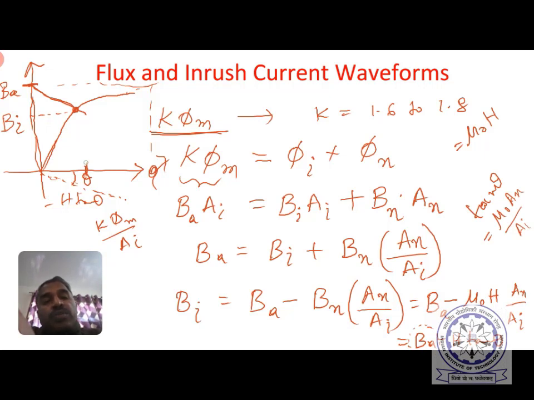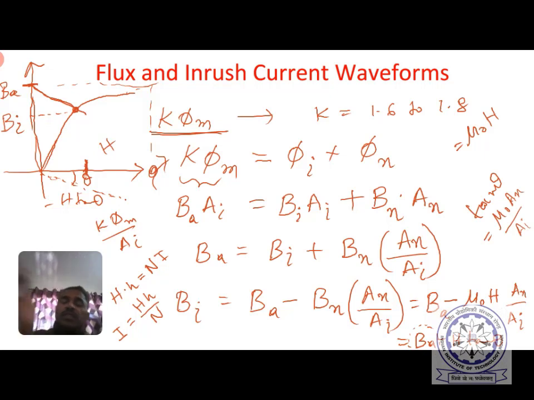Now once H is found, you can estimate the value of current, because H into l is equal to N into I. Here l means length of the magnetic path. From this, the inrush current peak magnitude can be estimated as H into l by N. This is how, using the hysteresis characteristic, we can estimate the value of inrush current peak.